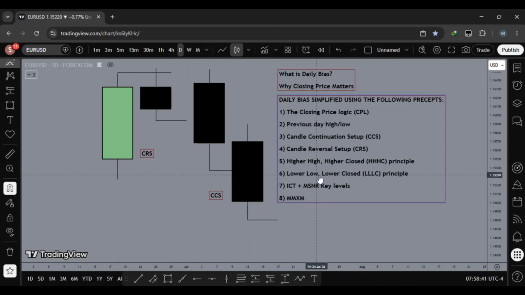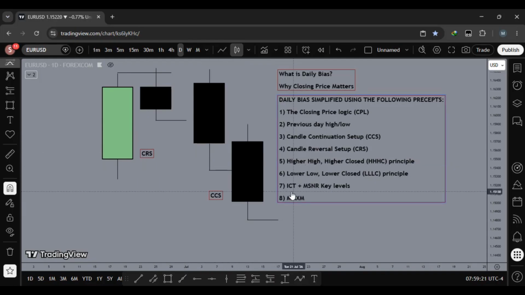Then we have what we call the lower low, lower close principle. So that is still a candle continuation setup. That's for bearish, the other one was for bullish. When the low of a bearish candle is lower than the low of the previous candle and the close is lower than the close of the previous candle, it means that price will continue to the downside. So that is what this means, and it is the principle behind the candle continuation setup, both bullish and bearish.